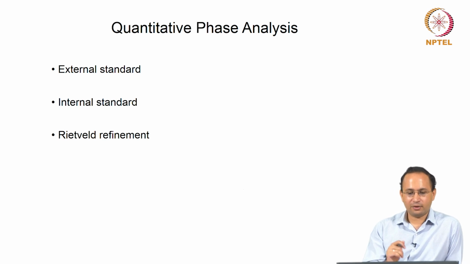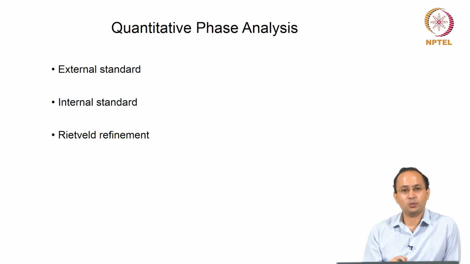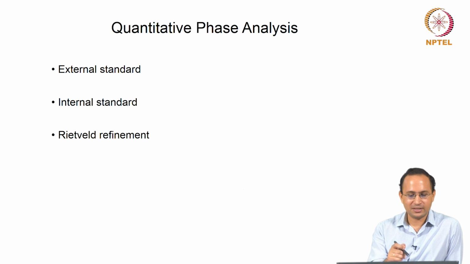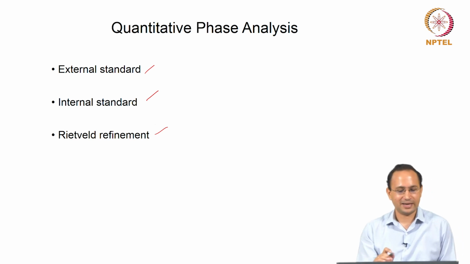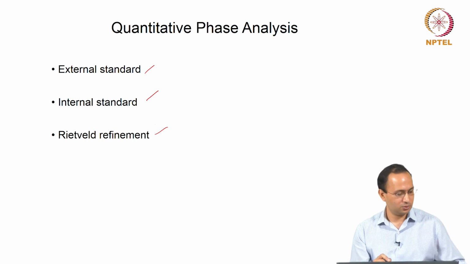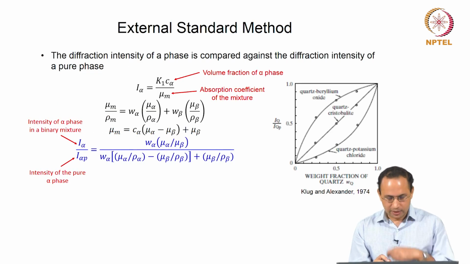There are a few different ways to do quantitative phase analysis. We will start with external standard, then we will talk about internal standard, and then we will talk about Rietveld refinement, which is most commonly used these days, it's quite popular. But we will go over other methods also, like external standard and internal standard. So, how do we do it?